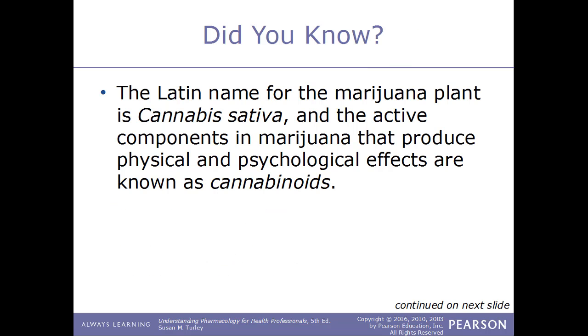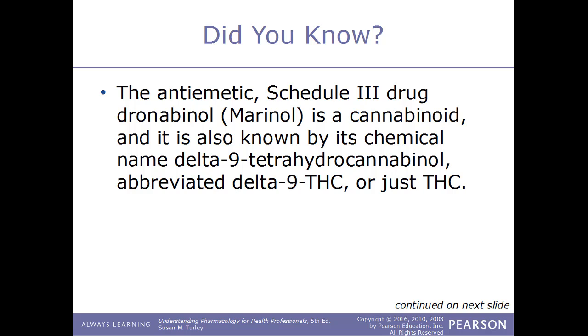I will end this chapter with a Did You Know? The Latin name for the marijuana plant is Cannabis sativa, and the active components of marijuana that produce the physical and psychological effects are known as cannabinoids. The antiemetic and Schedule III drug dronabinol, also known by the name Marinol, is a cannabinoid and is also known by its chemical name delta-9 tetrahydrocannabinol, abbreviated delta-9 THC, or just THC in general.